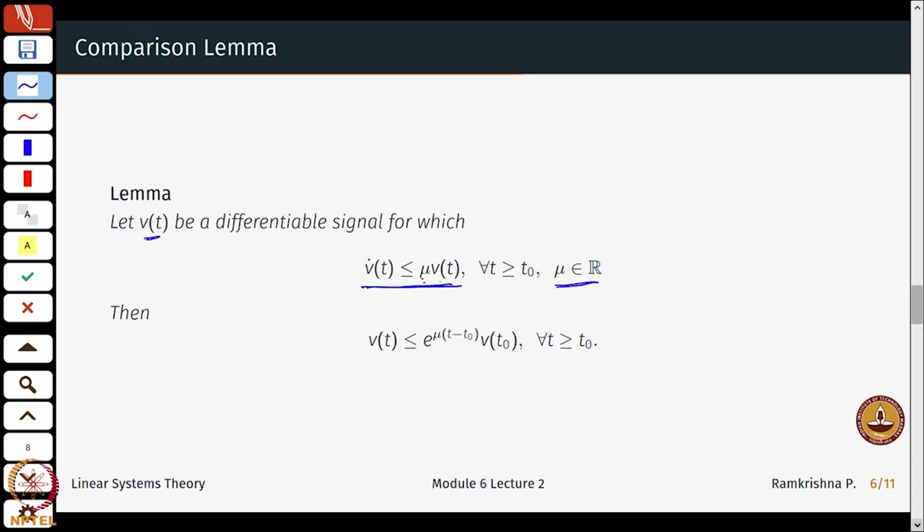If this holds, it turns out that V of t is less than or equal to e power mu times (t minus t 0) times V at t 0. It sounds intuitive, but we will actually prove this later on. But this will be another result that we will use extensively in this lecture.